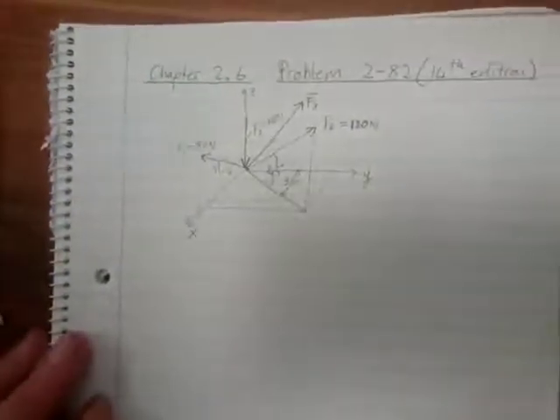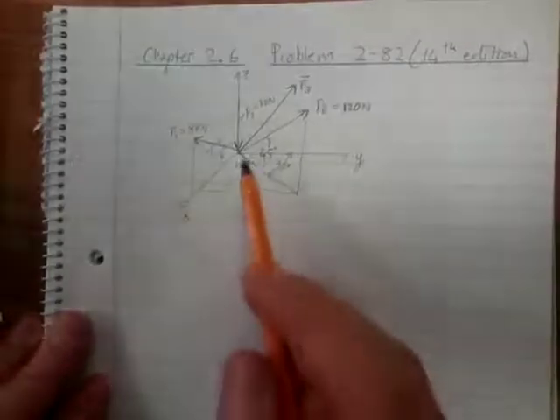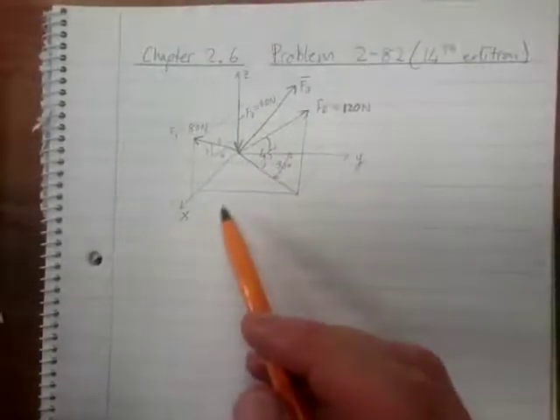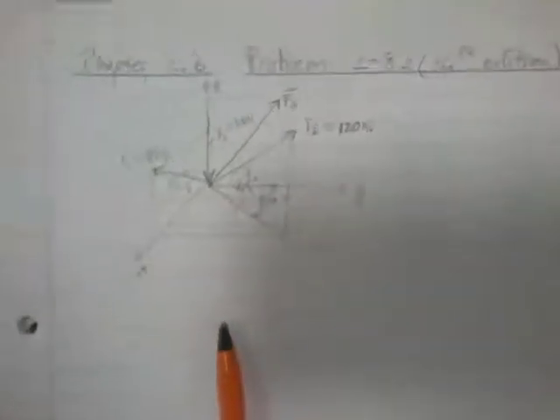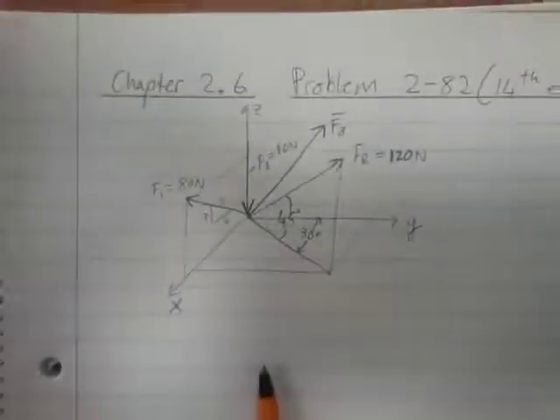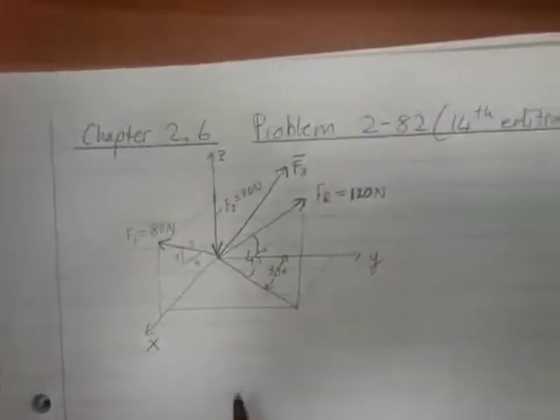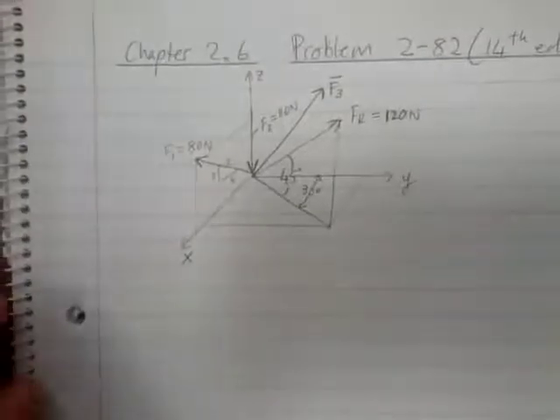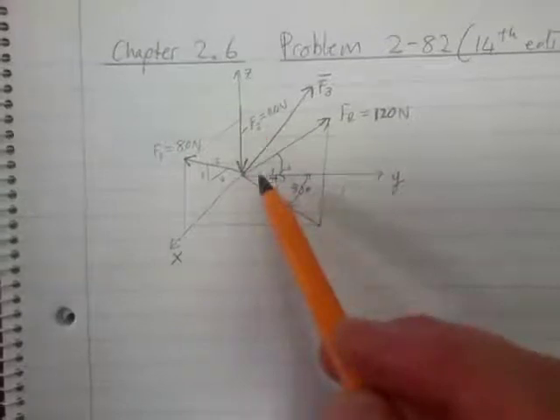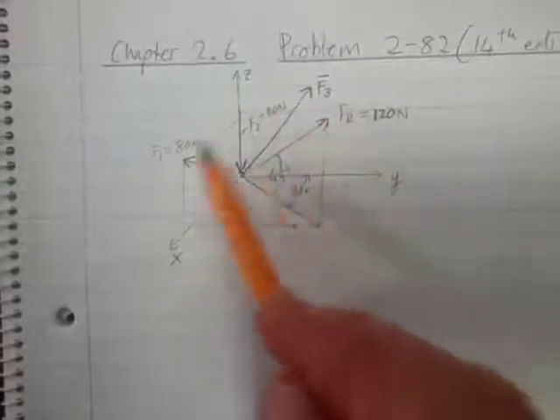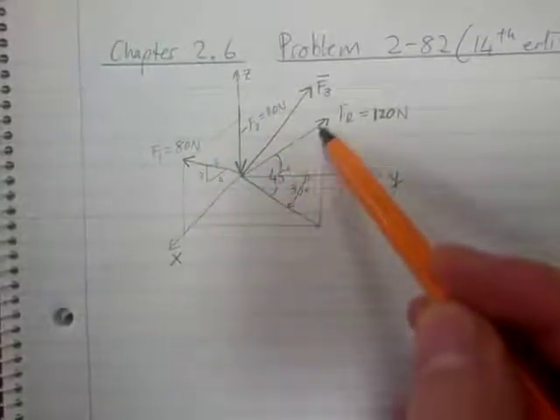I've tried my best to draw this. Perhaps I can bring the camera a bit closer. Okay, I think that's a bit better. So what we have here is F1, F2 and F3, and these three forces give us a resultant Fr.